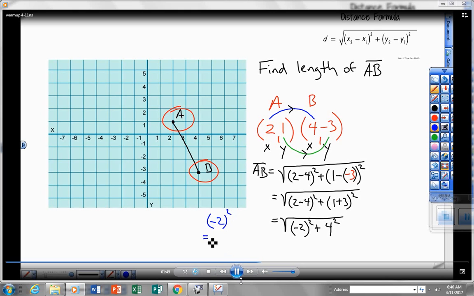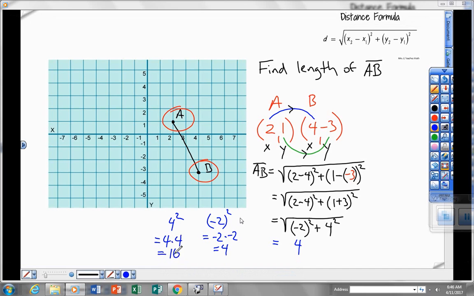Remember, negative 2 squared is negative 2 times another negative 2. That gives me positive 4. 4 squared is 4 times another 4, and that gives me 16.